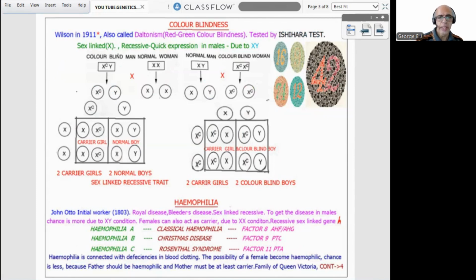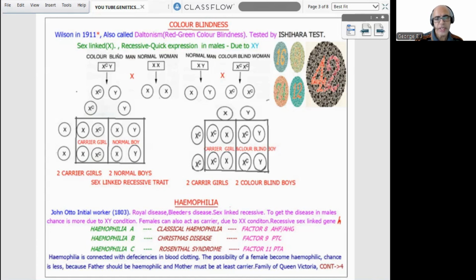Wilson in 1911. Again, certain other scientists' names have also been proposed. This condition, colorblindness, is also called Daltonism, otherwise called red-green colorblindness, tested by the Ishihara test or chart. This is a famous chart, reading the number with the different colors. If you are blind for a color, you will not be able to read that number. Now in driving tests, this is important because of the signal, mainly red and green.